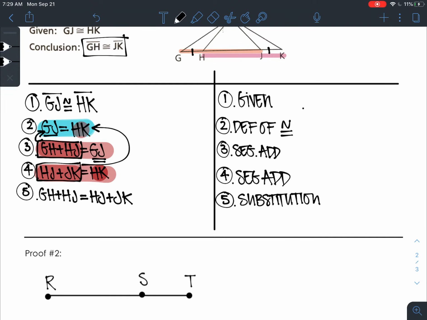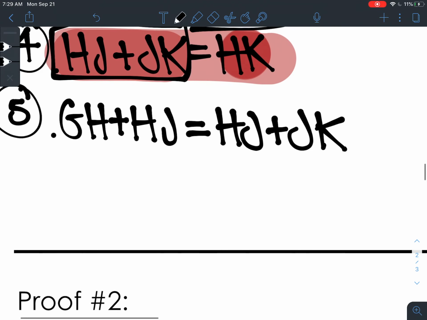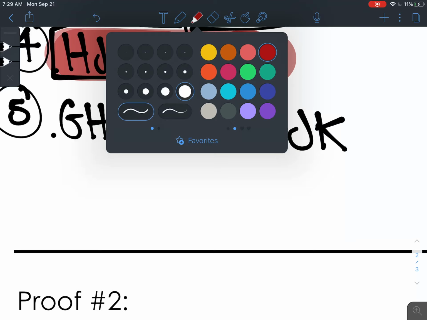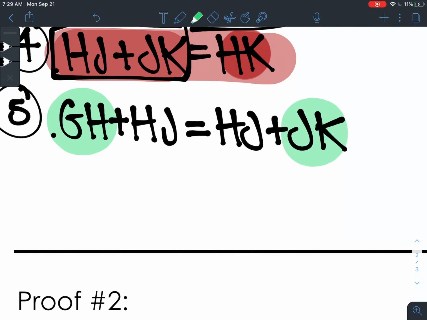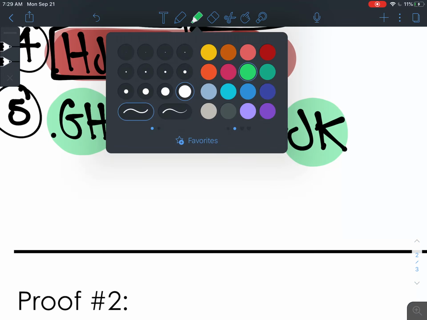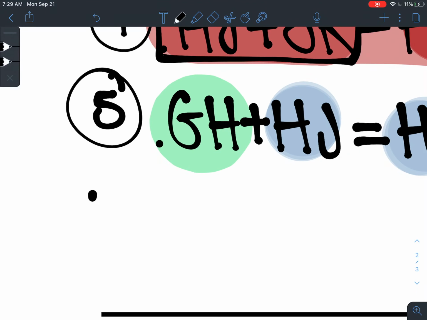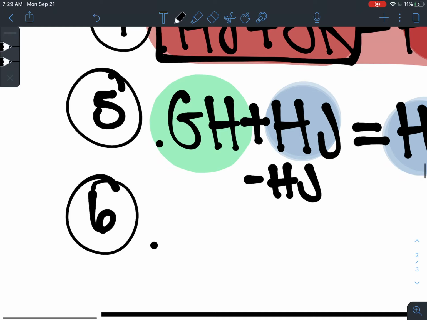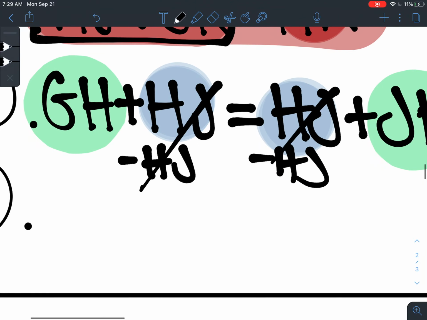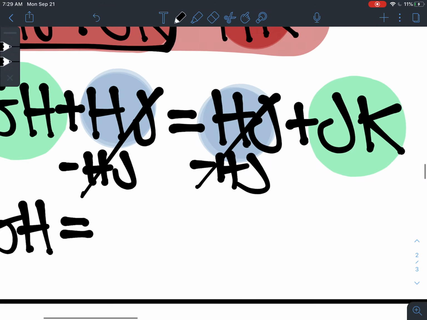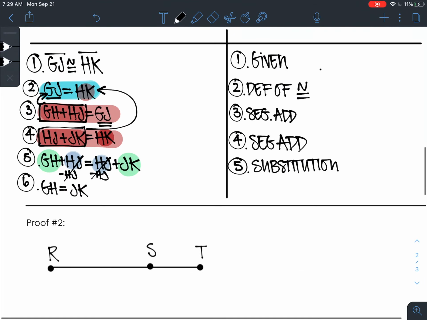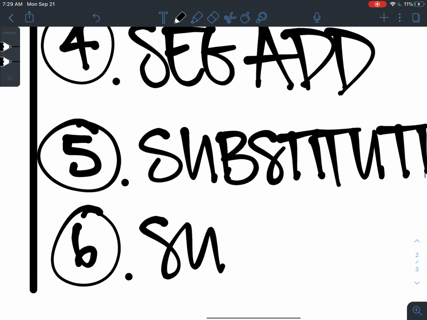Okay, so again, you need to know what we're trying to prove. So what we're trying to prove is that GH is congruent to JK. So here's what I want you to look at. I now have in this GH and JK, but what do I have added to both of those? I have HJ added to both of those. I want to get rid of it. So how do I get rid of addition? Well, I subtract it, right? So I'm going to subtract HJ from both sides. And those are going to cancel out, right? So what I'm left with is GH equals JK, and I'm so close at this point, right? So my step 6 is through subtraction.